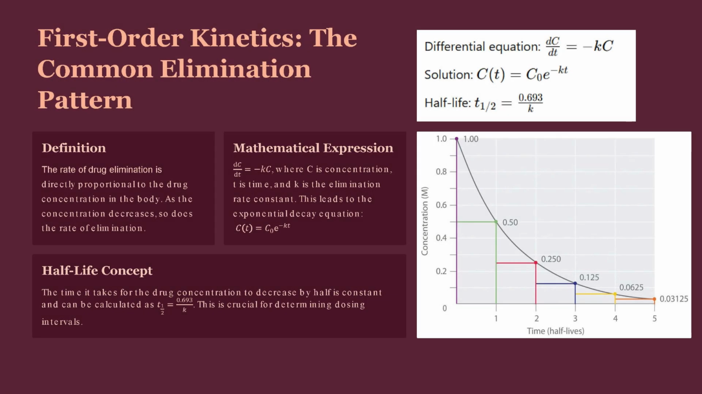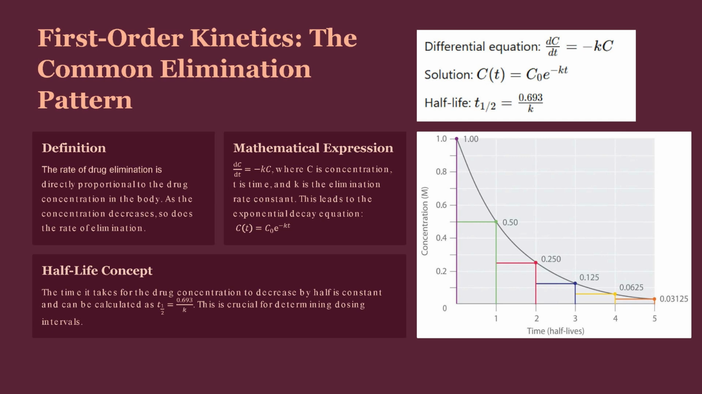In first-order kinetics, the rate of drug elimination is directly proportional to the concentration of the drug in the body. This means that as the concentration decreases, the rate of elimination slows down as well. The process is described by the equation dC/dt equals minus kC, where C is the drug concentration at a given time, k is the elimination rate constant, and the negative sign shows that the drug concentration decreases over time. The solution to this equation is C(t) equals C0 e^(minus kt). Here, C0 is the initial concentration of the drug at t equals 0, and e^(minus kt) describes the exponential decline of drug concentration as time progresses. The negative exponent reflects the natural decay of the concentration.